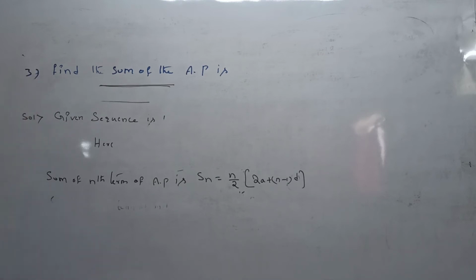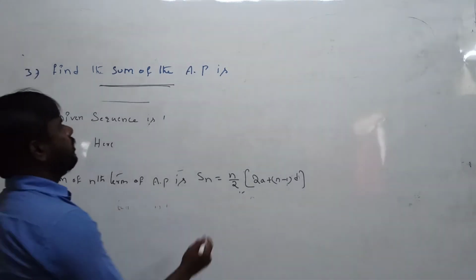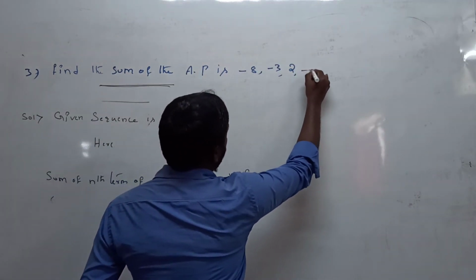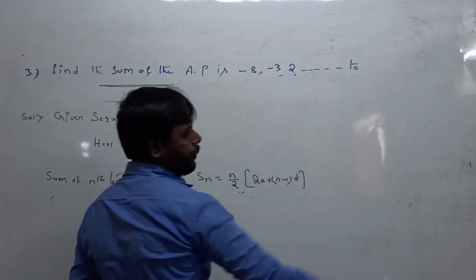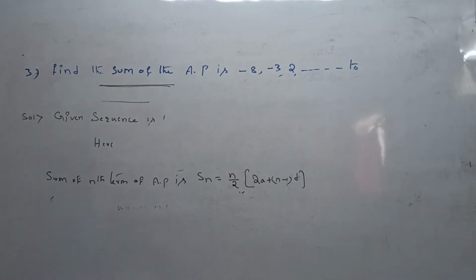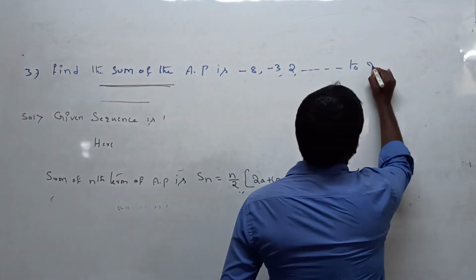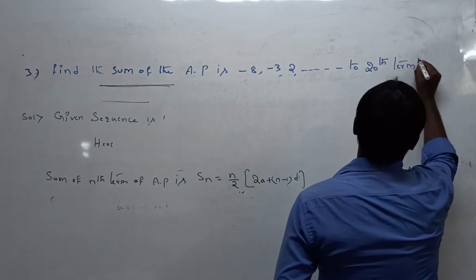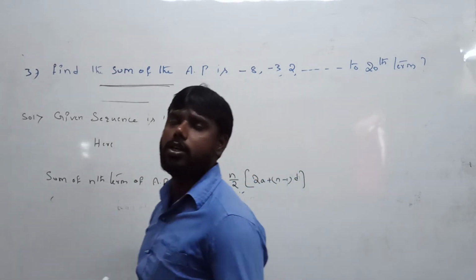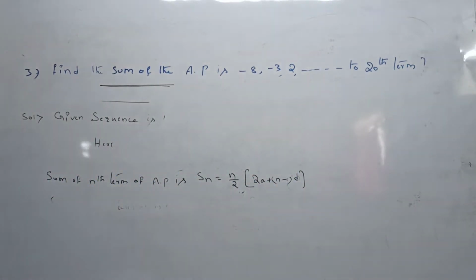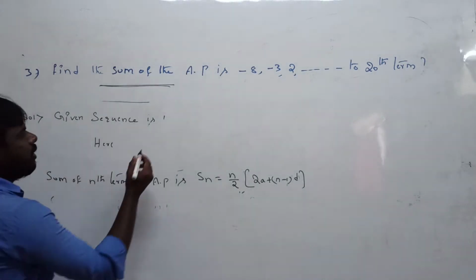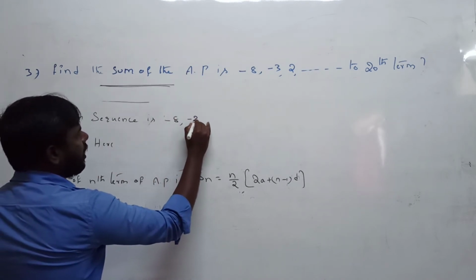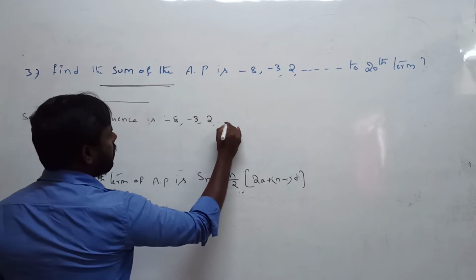Find the sum of the arithmetic progression minus 8, minus 3, 2, and so on to the 20th term. So we need to calculate the sum of the 20th term. What is the given sequence here? The given sequence is minus 8, minus 3, 2, and so on.